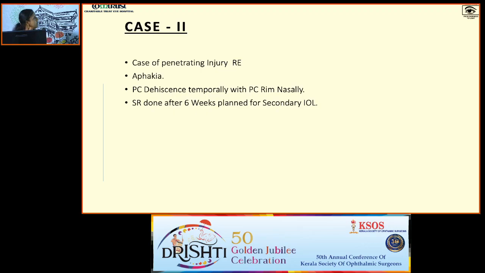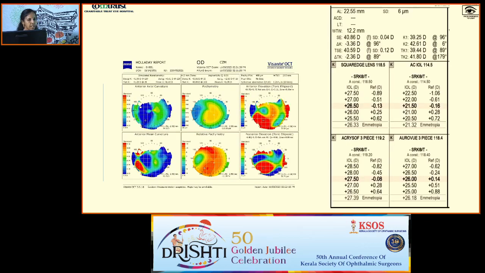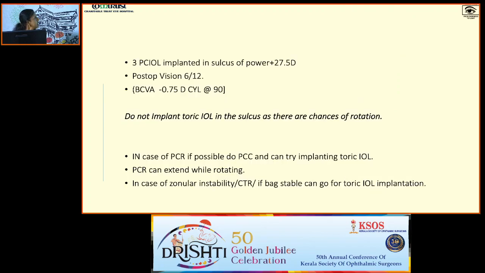Now this is a patient with a penetrating injury and he's got aphakia. He's got a PC dehiscence temporally with a PC rent nasally. So we had done a corneal suturing, and this is the patient's topography picture. You can see the flattening in the area of the suturing, and he's got an IOL power of 26 with a toricity of 2.36. He was a young man of 26 years.